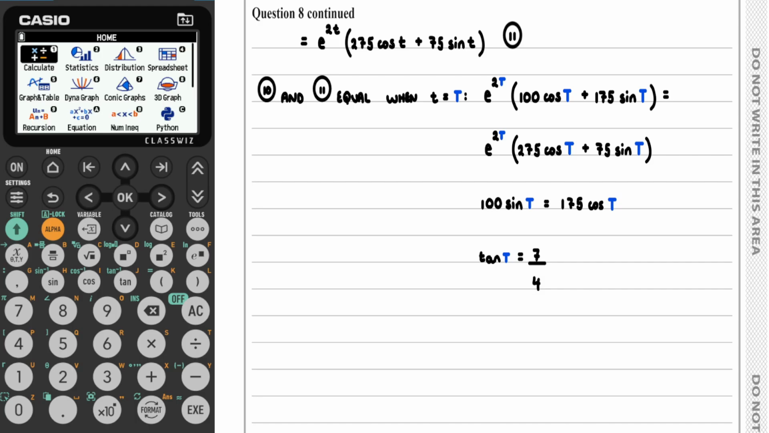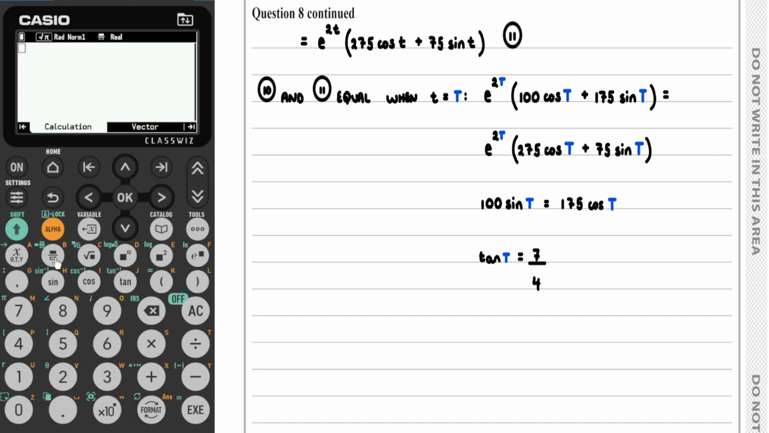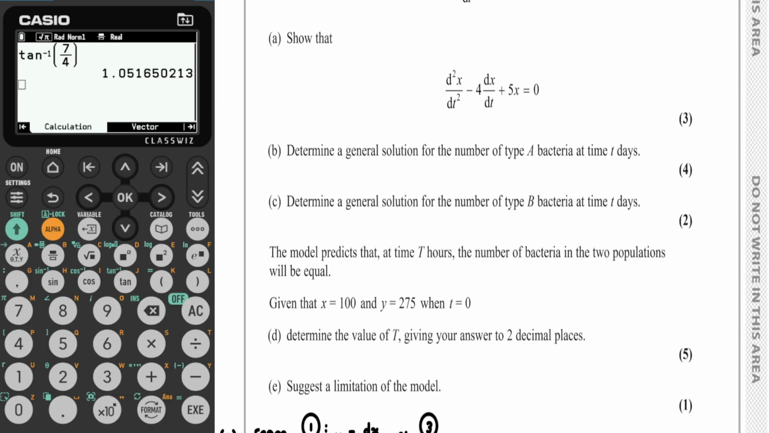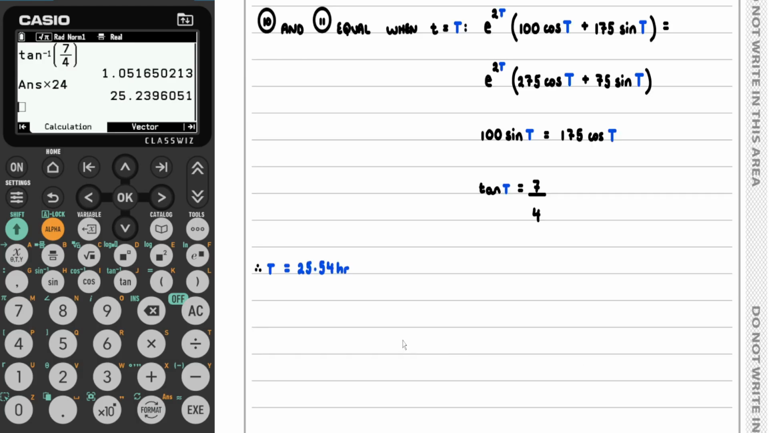So now we can solve to find out what t is. We have the inverse tangent of 7 over 4, which is 1.05, etc. And if you recall from the question, t is in days, and here we have hours. So let's multiply this by 24. You will see t is equal to 25.54 hours.